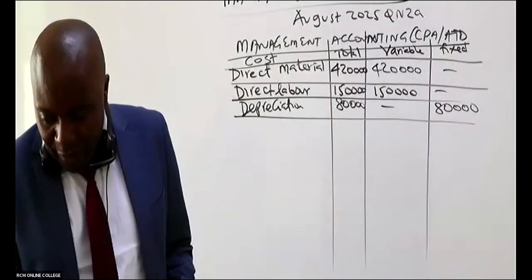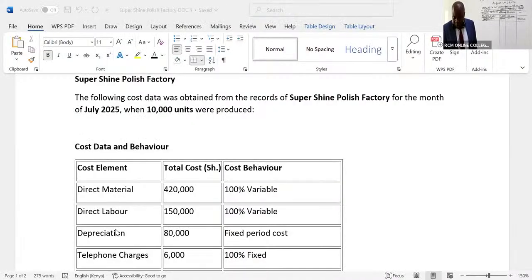Now, ladies and gentlemen, we move on. We go to the next item. It's called telephone charges. They have told us here telephone charges are 100% fixed. In this case it is 6,000, and all of this will be put under fixed cost because it is 100% fixed.